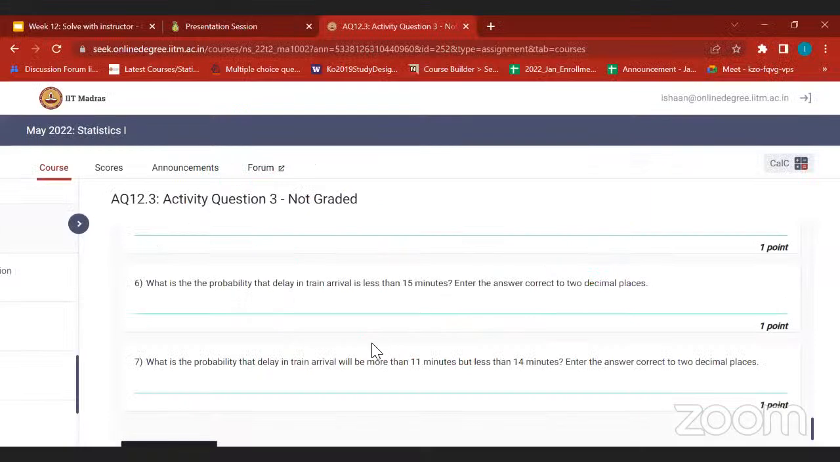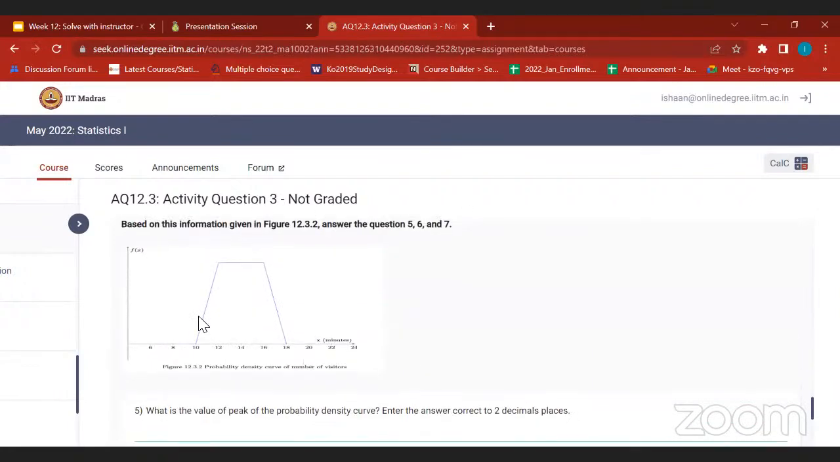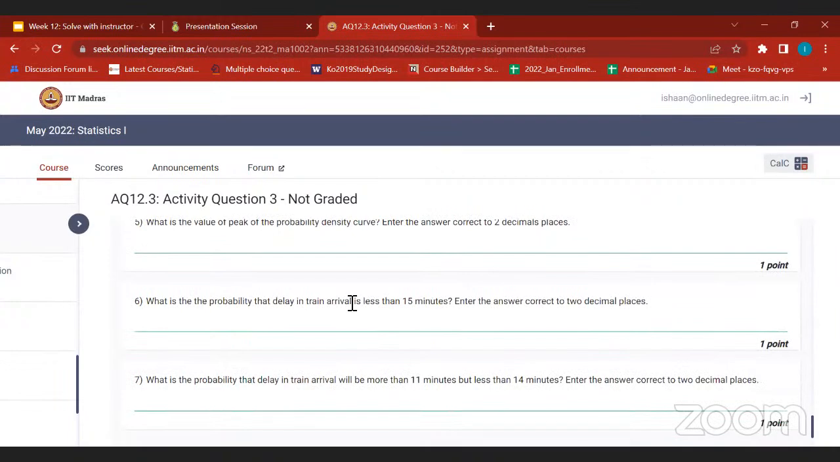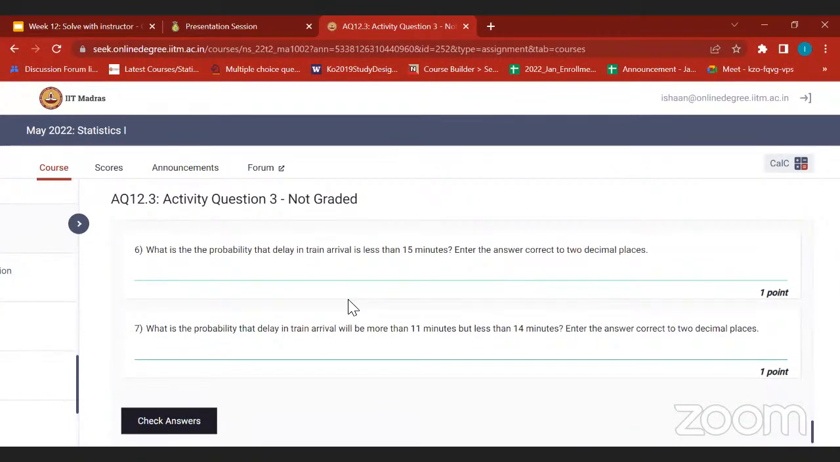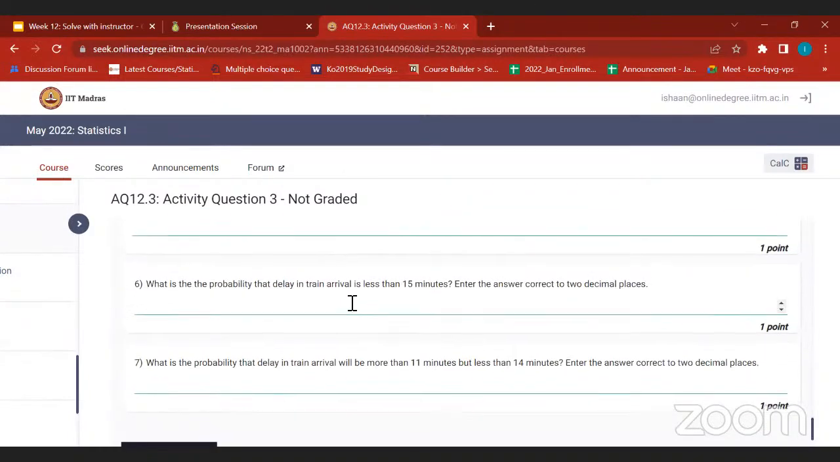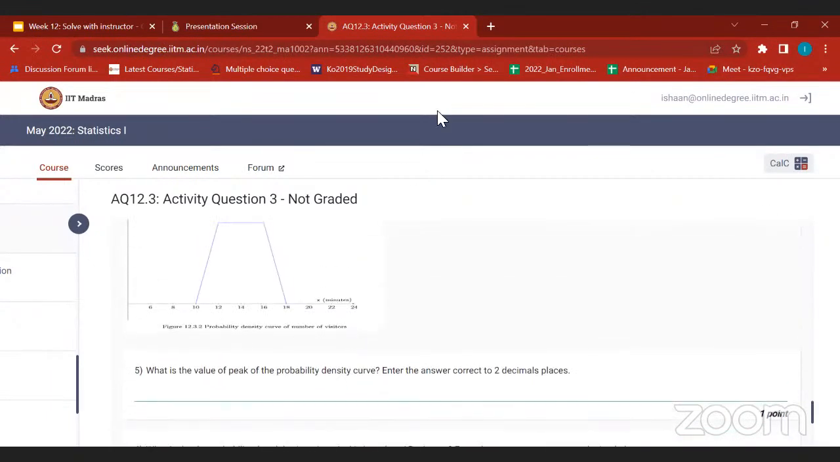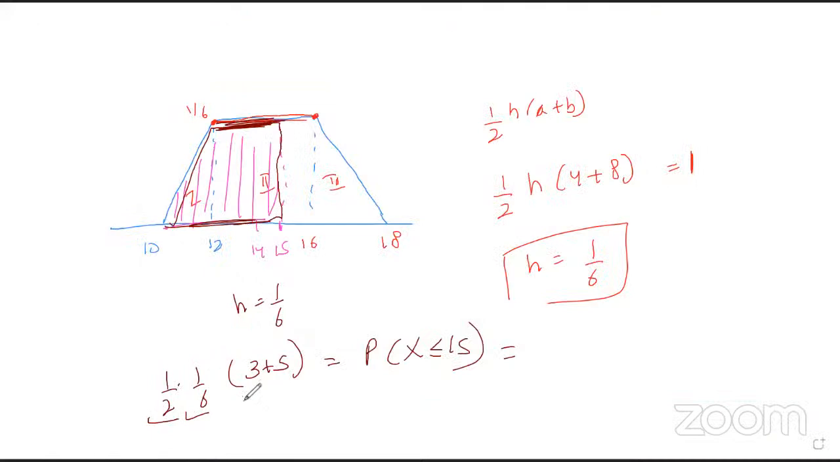Now moving to the last part: the predicted delay in the train will be more than 11 but less than 14. For that you would compute the area between 11 and 14, right? Will you be able to complete this now? Yes, sir. How much is the value? Question 6 answer, I think you can compute it, right? So it would be 1 by 2 times height times the sum of parallel lines. So it would be 2 by 3, 0.67.